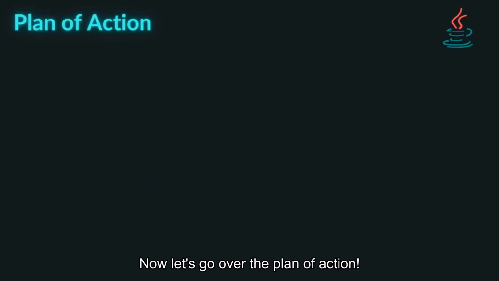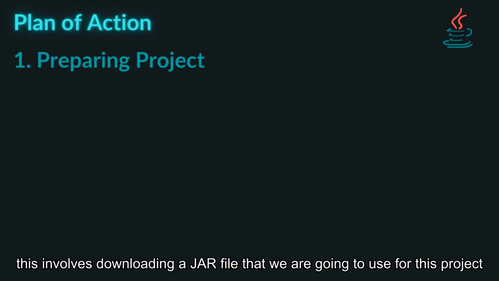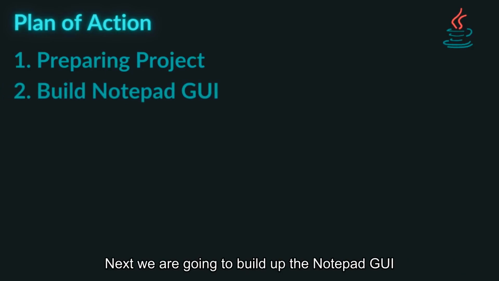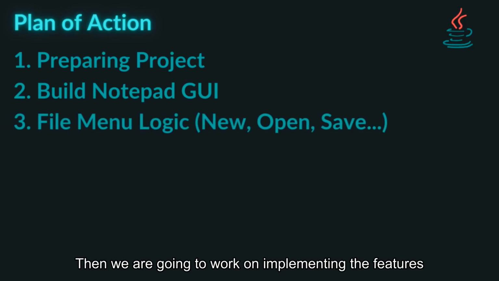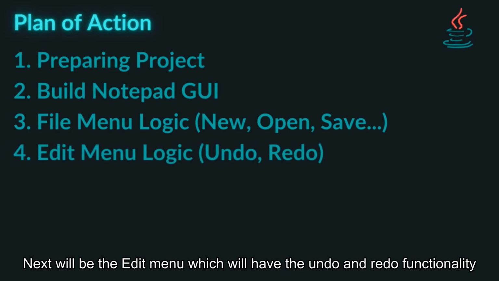Now let's go over the plan of action. First, we're going to prepare our project, and it just involves downloading a jar file that we're going to use for our project. Next, we're going to build the Notepad GUI. Then we're going to implement the features from the file menu, such as the save as, open, save, new, etc. Next will be the edit menu, which will have the undo and redo functionality.